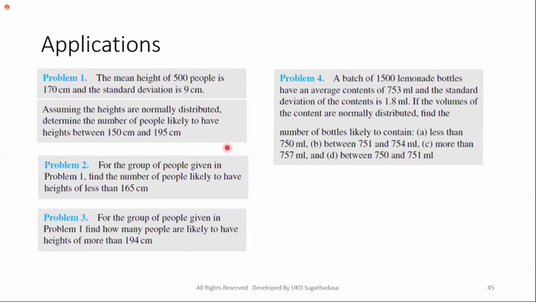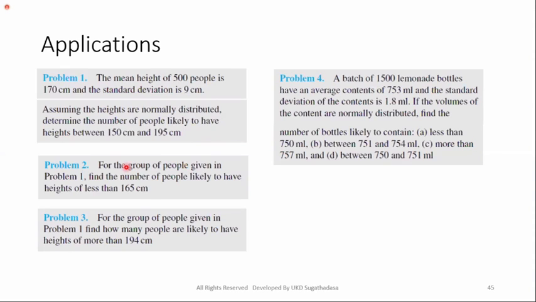Now take your piece of paper. First write probability P within brackets, 150 less than X less than 195. Remember, X is the height. First you have to write the probability, 150 less than X less than 195. We have to calculate that probability, right? First write P within brackets 150 less than X less than 195. Now convert into the standard normal.